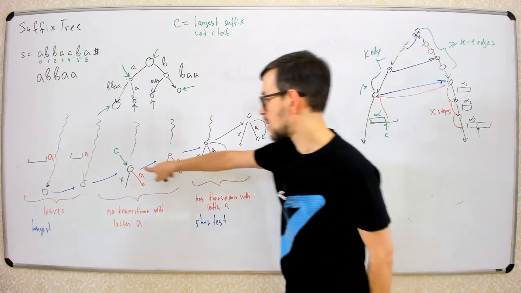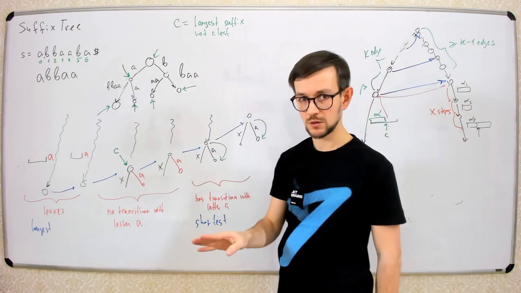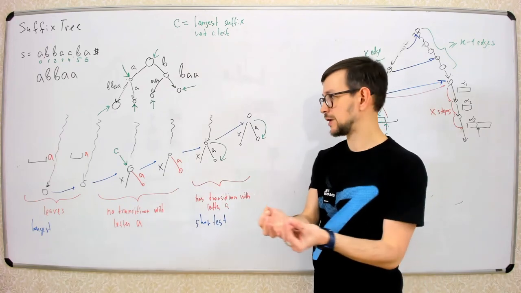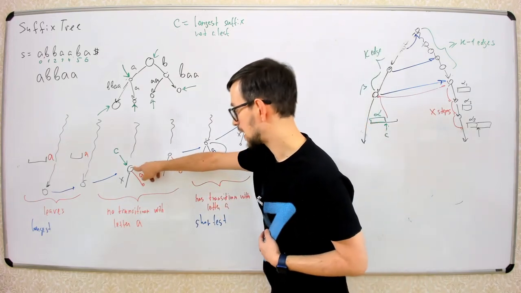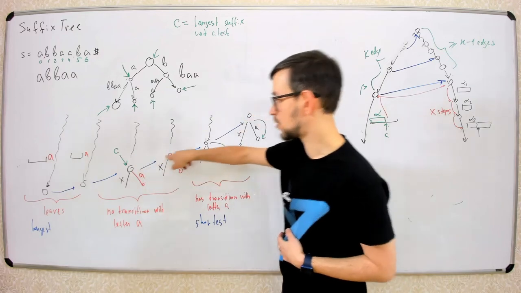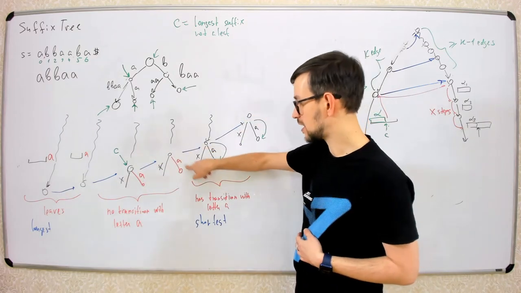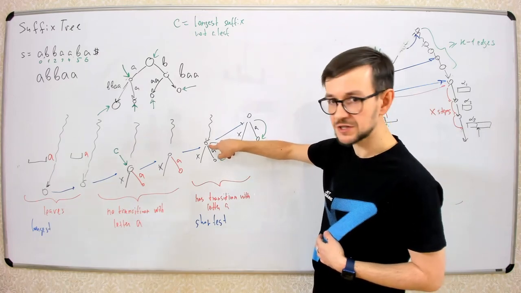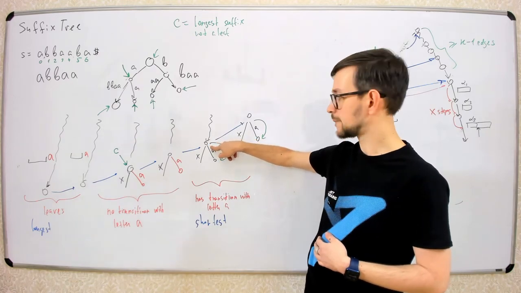So we will only remember this position. Now, how will we add this letter A to our tree? We will take the current position, add letter A, then move along the suffix link. Add letter A, move along suffix link. If we have letter A, then we will stop our current phase here.